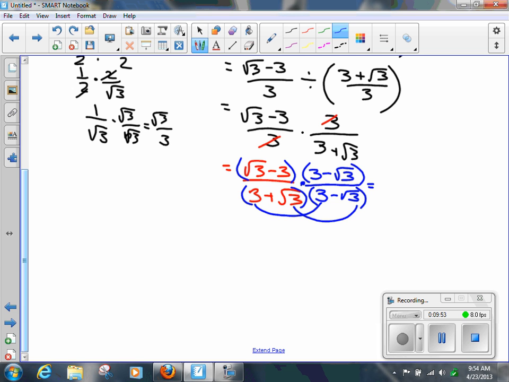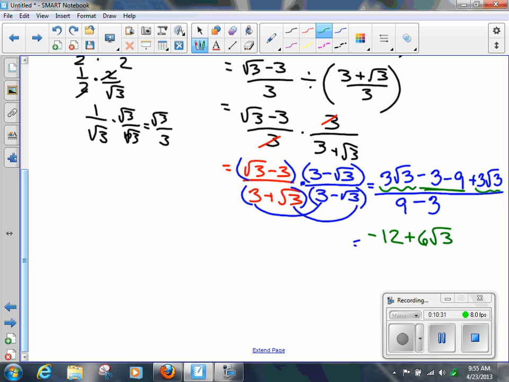Watch this. Root 3 times 3 is 3 root 3. Root 3 times negative root 3 is negative plain old 3, right? Negative 3 times positive 3 is negative 9. Negative 3 times negative root 3 is positive 3 root 3 over 9 minus 3. You with me? Yes. Okay. Combine like terms here and here, and I get negative 12 plus 6 root 3 over negative 6. You down with that?